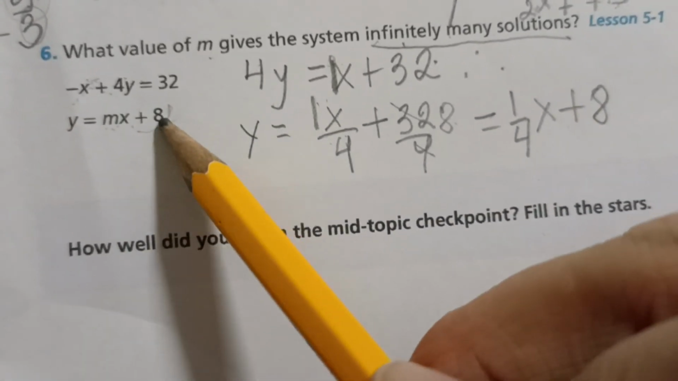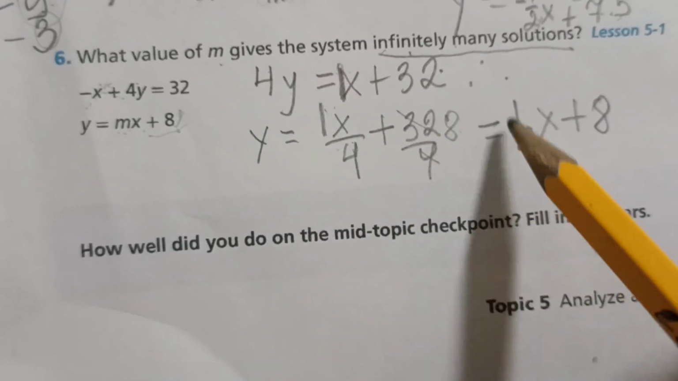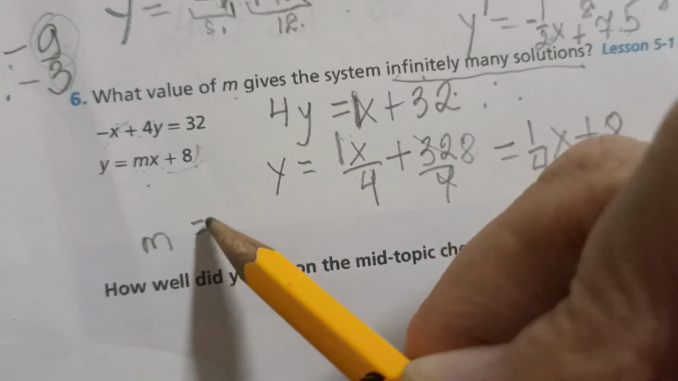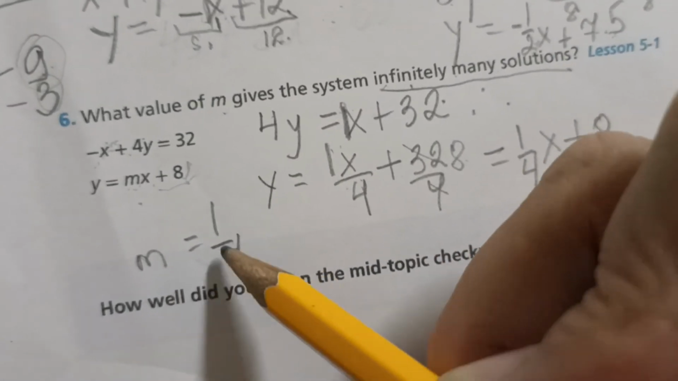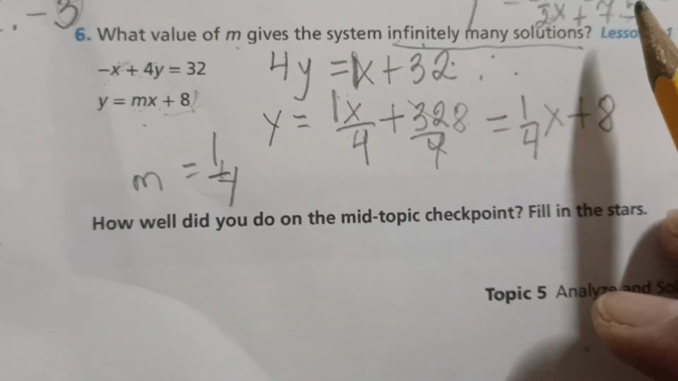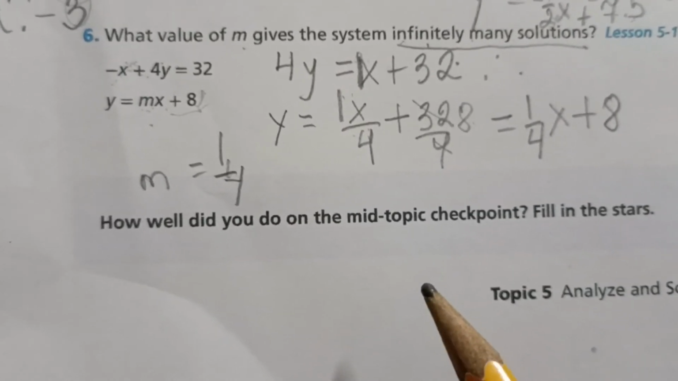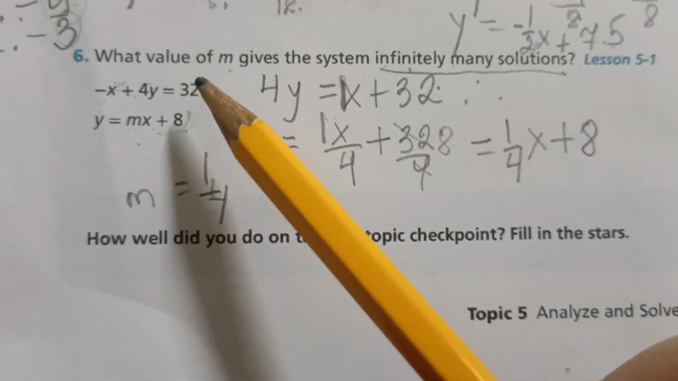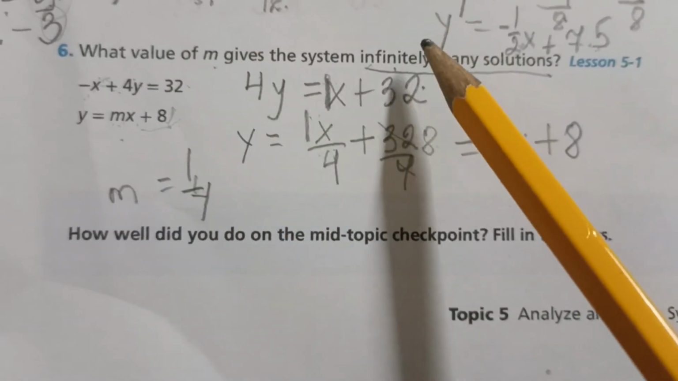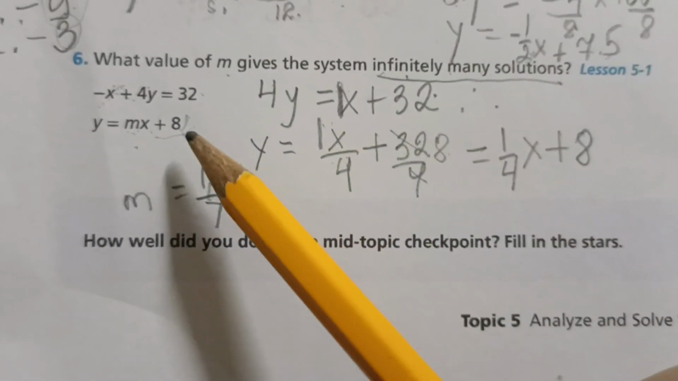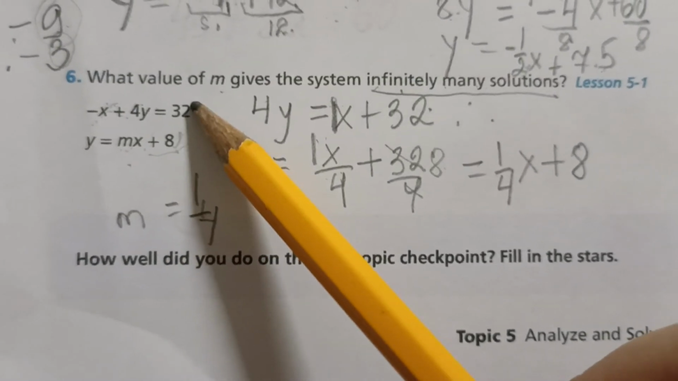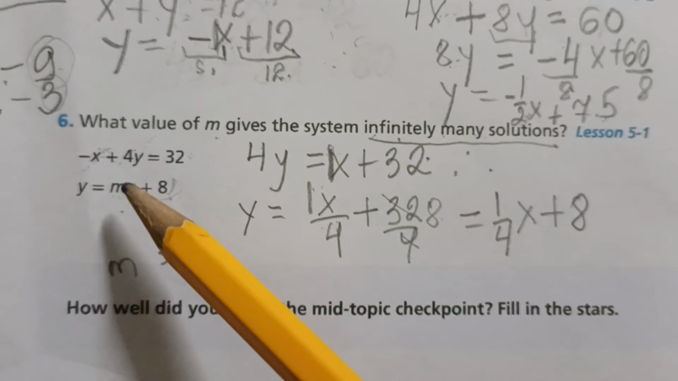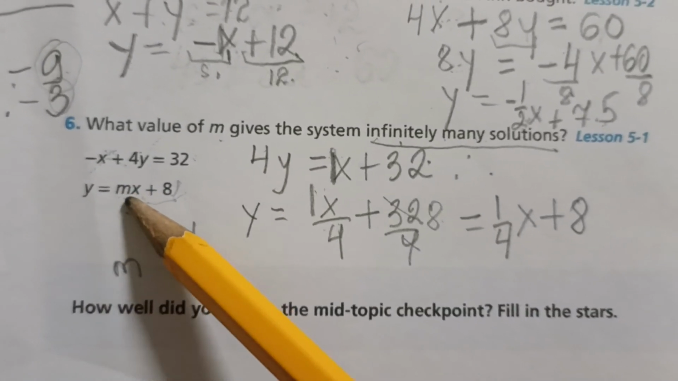Okay, do we have 8 here? Yes. So what do we need to put here to have the same? We need that m equals 1 over 4. Okay, again one more time. Why? Because both equations should be totally equal to get infinitely many solutions. You have 8 here, we got 8 here. You have 1 over 4 here. That means that it should be 1 over 4 here.